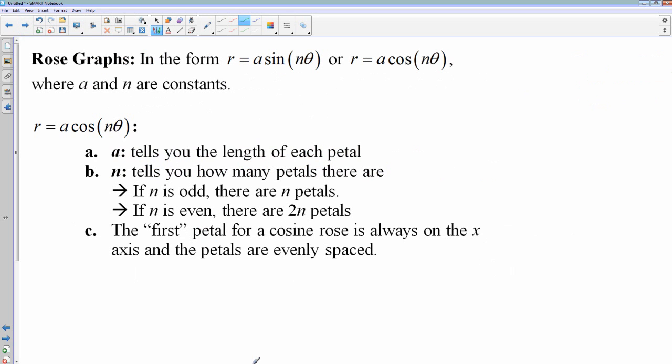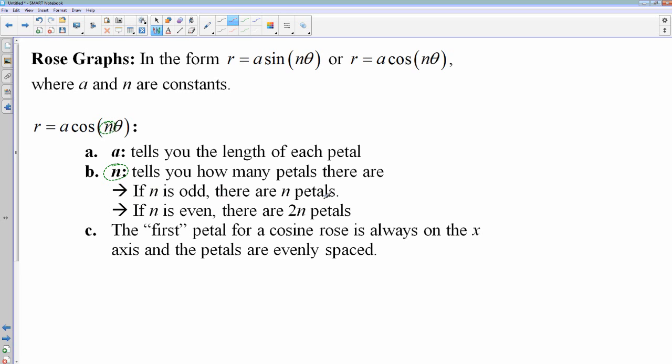The other type of graph I want to look at is called a rose graph, and these are much more difficult than the circles. Still very formula driven though. You need to recognize a rose when you see one. It's a number a times either sine or cosine, and then n theta. Let's look at the cosine ones first because they're a little bit easier, not a whole lot, but the number a tells you how long each petal is. This number right here, n, tells you how many petals there are, and the tricky part is that there are 2 rules.